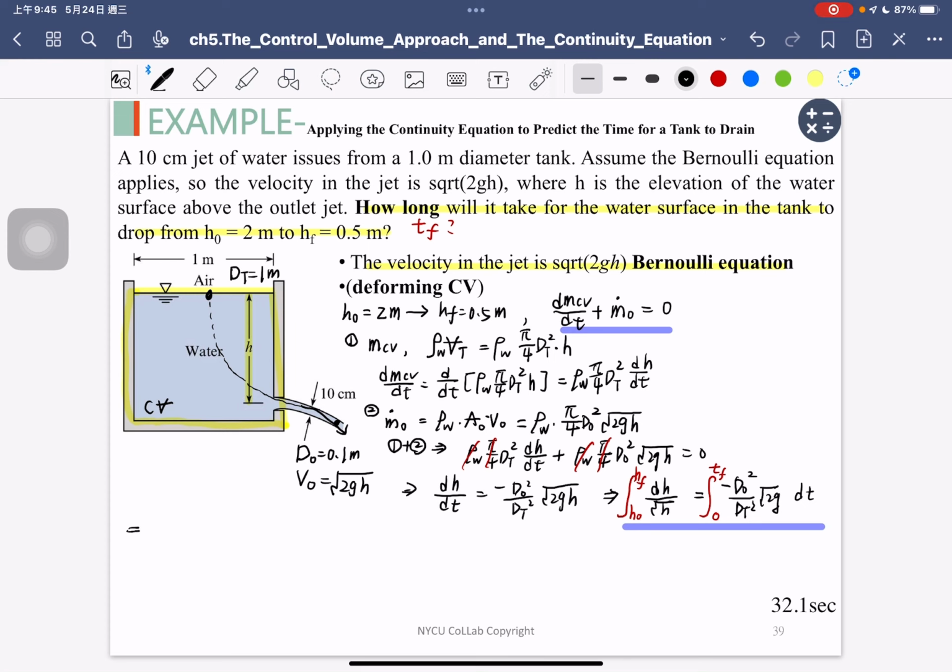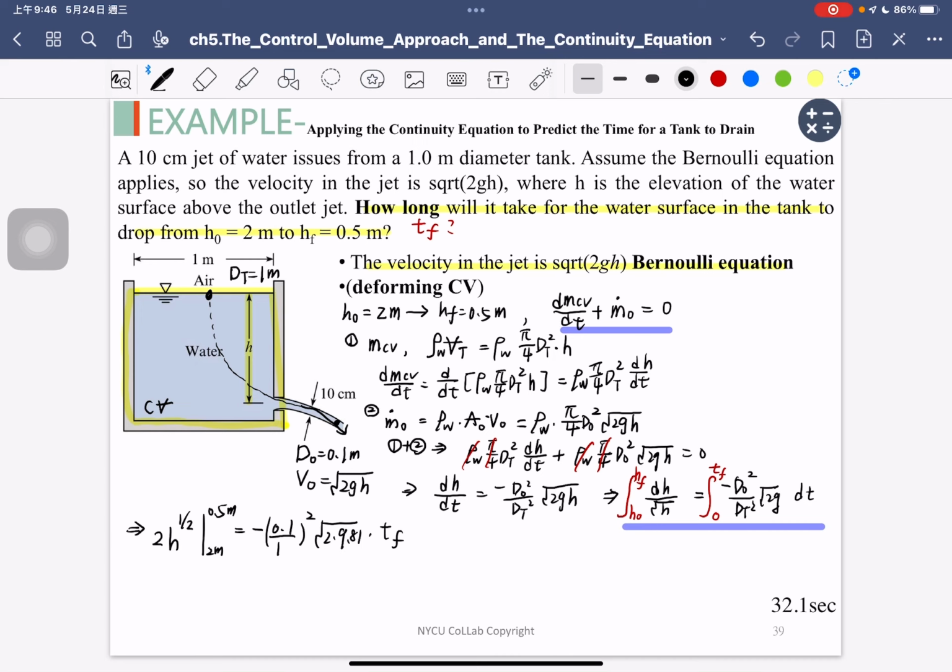So I do the left hand side here. After the integration, it will be root h, and this is 2 over 1, so multiplied by 2, and the integration interval is from 2 meters to 0.5 meters. And on the right hand side, we have minus the diameter of the outlet, which is 0.1, divided by the diameter of the tank, which is 1 meter, squared, and the root of 2g is the root of 2 multiplied by 9.81, and multiplied by tF.